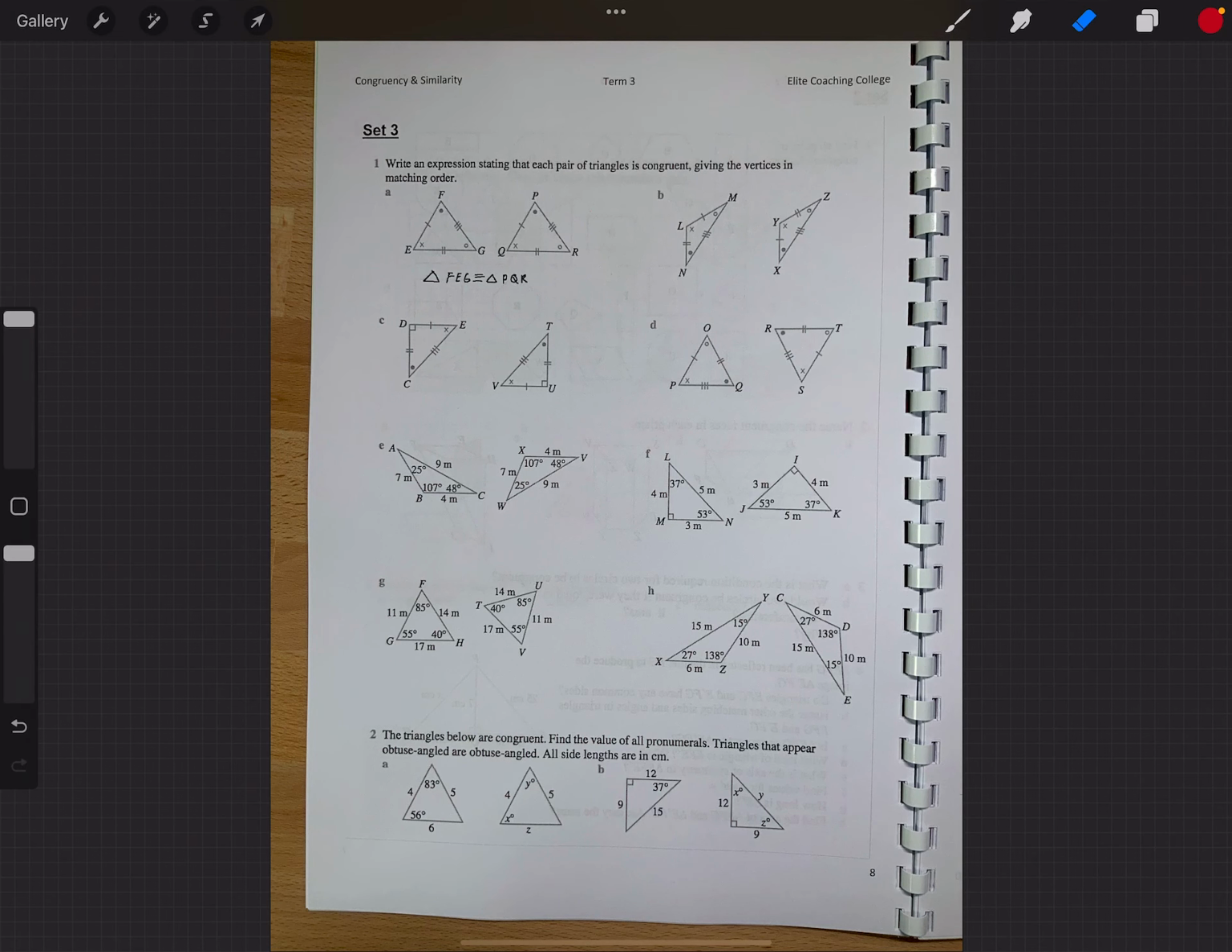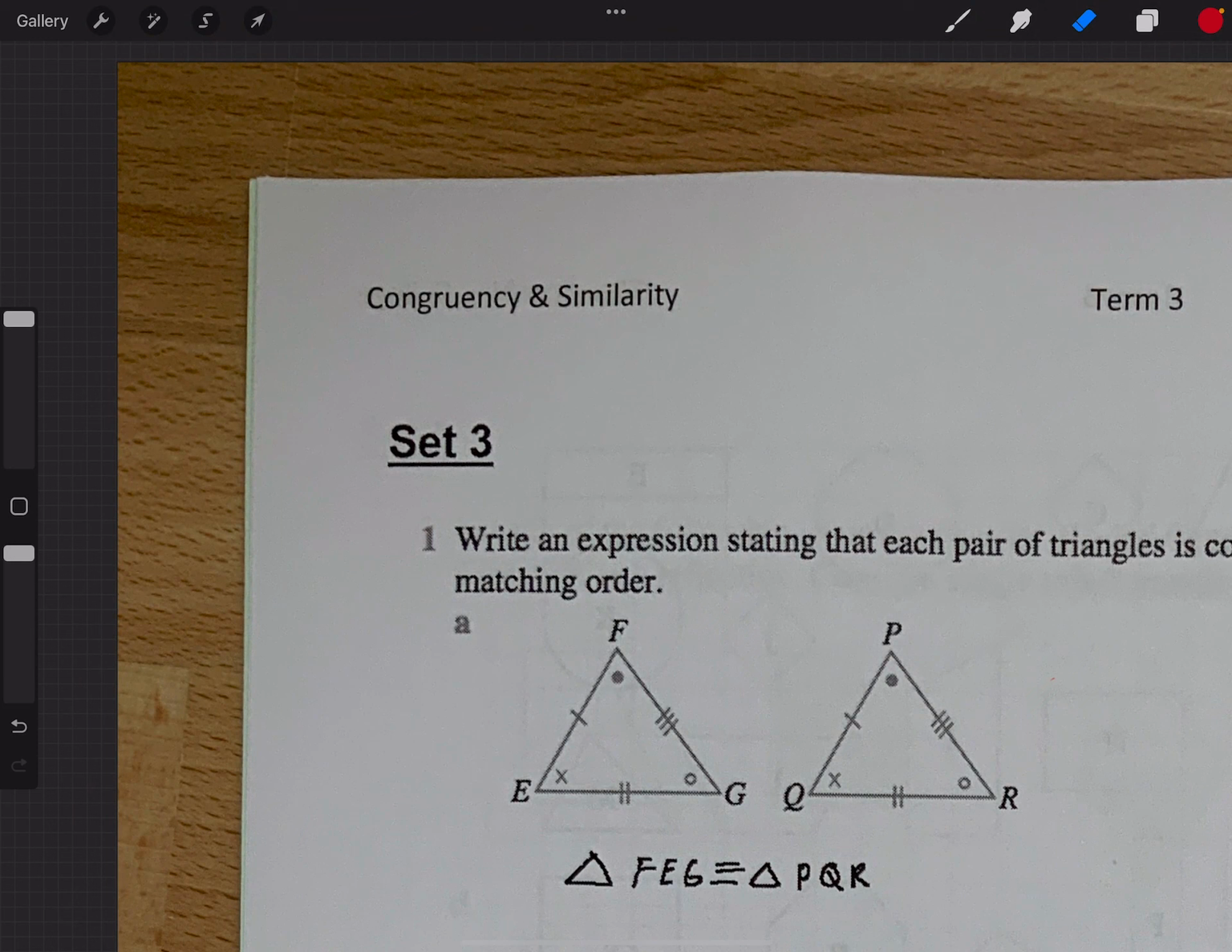Hey guys, welcome to Homework Help for Year 8, Term 3, Week 1. The new topic for this term is congruency and similarities for triangles.